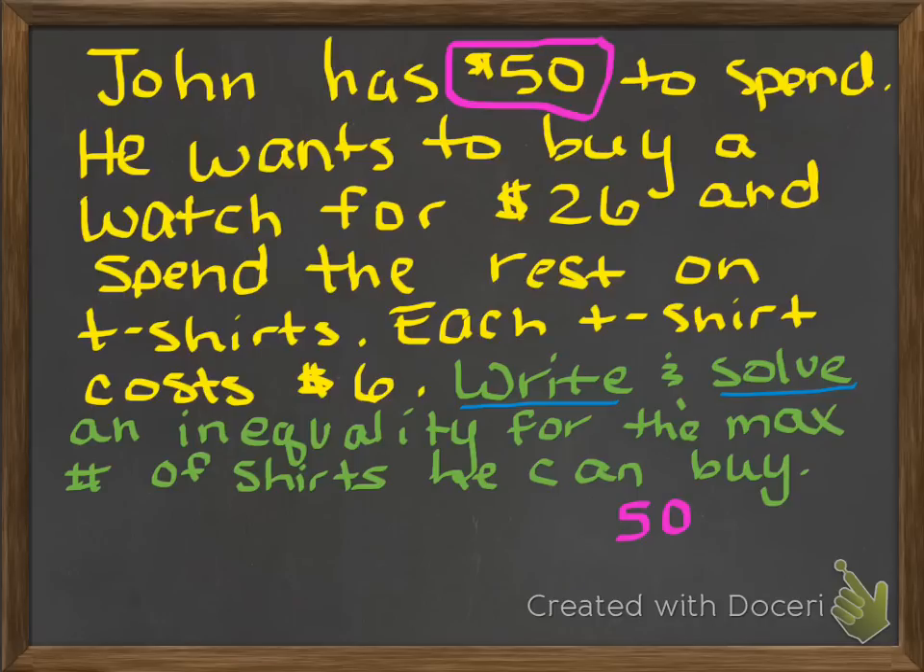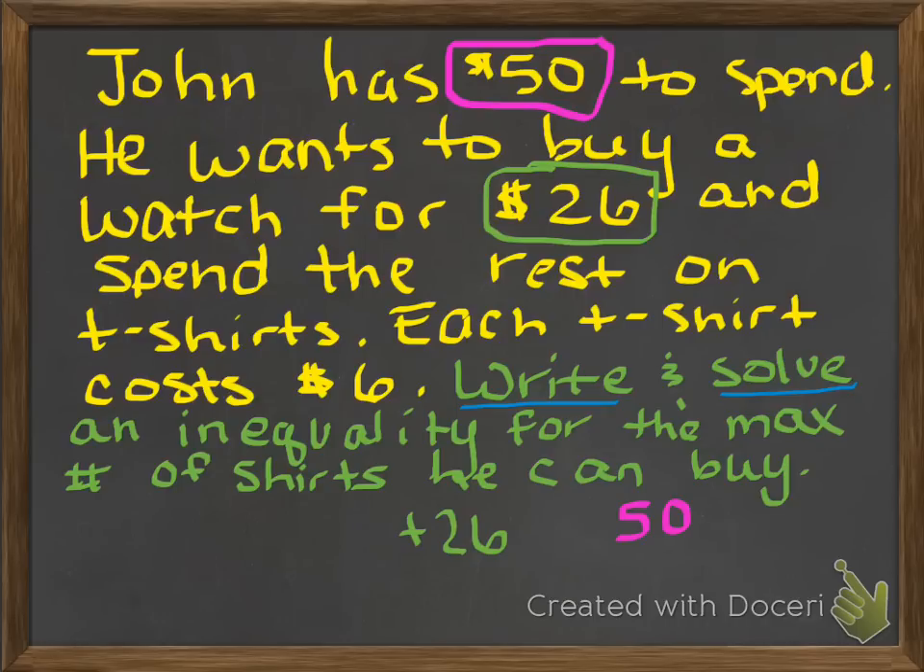And then it says he wants to buy a watch for $26. So again, that $26 is a fixed amount. It's not something that's going to change. It is what it is. The watch is done. He spends $26. We're going to write plus 26 because whatever he's spending on the t-shirts is going to be added to 26. And all of that has to be less than or equal to the $50 that he has.